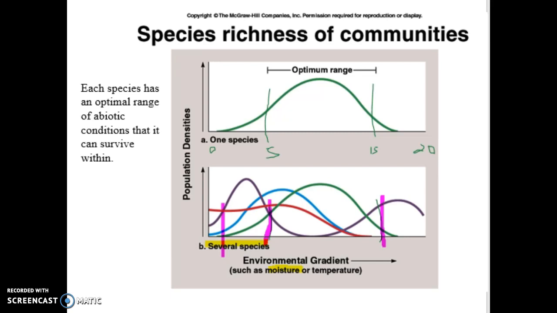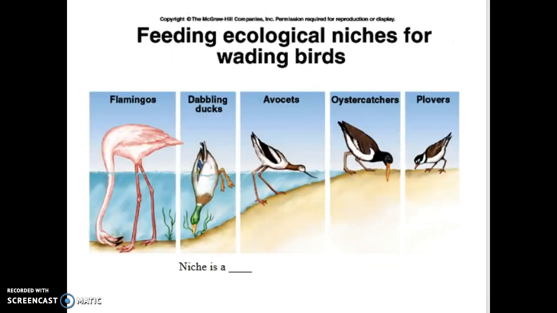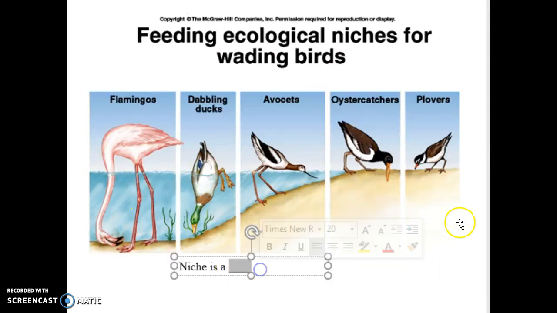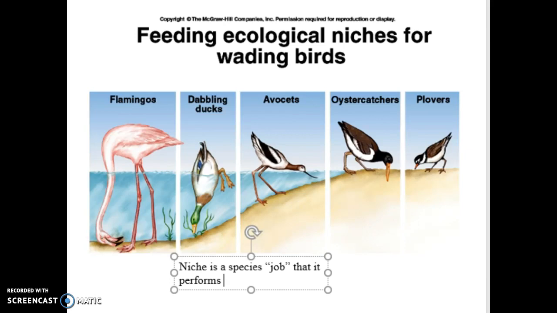So what we see happening in every community is that every single population in the community will have evolved what we call its ecological niche. The niche is what we're going to call the species' job that it performs within the community. What does it do? What is its role? What is its particular task? Where can it survive? What abiotic conditions can it survive under? All those things fall within the niche of that species.